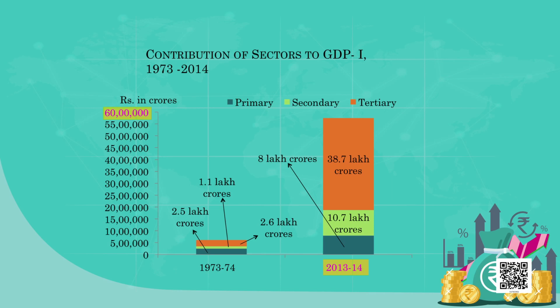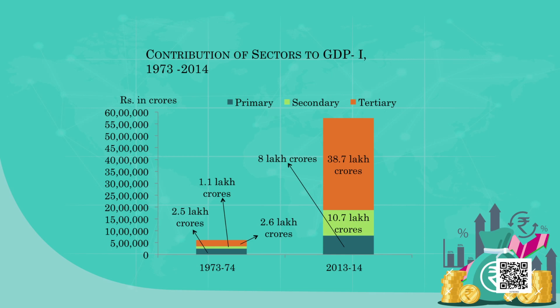Please be careful about the colors that I am showing you, because we are going to use these colors in the subsequent graphs also. The dark blue shows the primary sector, the light green shows the secondary sector and the orange color shows the tertiary sector. If you look at the agriculture production, primary sector, in 1973 we were able to produce goods worth 2.5 lakh crore. Today we are able to produce worth 8 lakh crores. In the industrial sector, we were able to produce 1.1 lakh crores in 1973-74. Today we are able to produce 10.7 lakh crores.